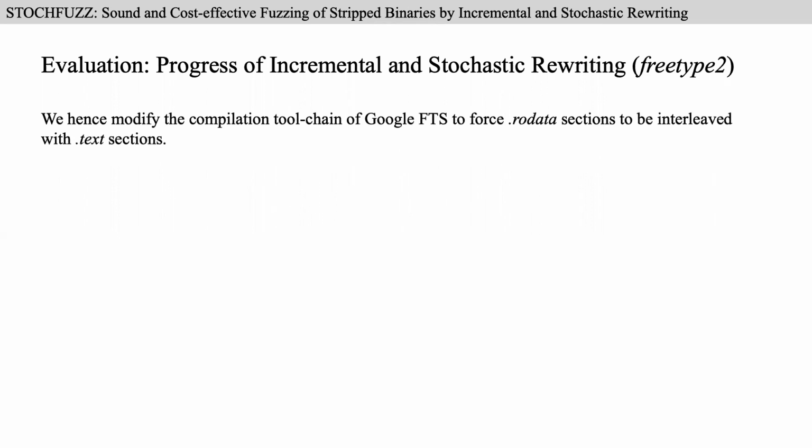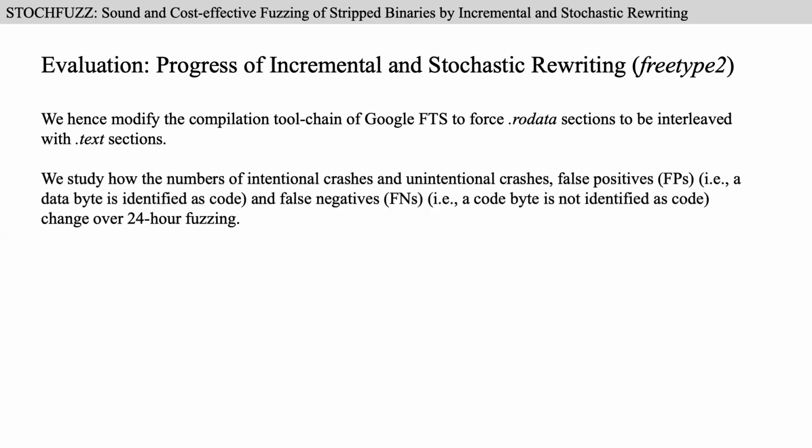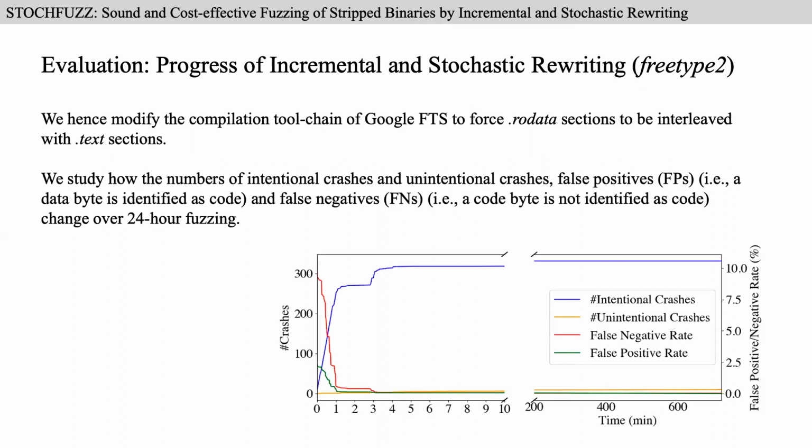Programs built by popular compilers may not contain substantial code and data interleaving. So we modify the compilation of Google FTS to force read-only data to be interleaved with the text section. We then study how the number of intentional crash and unintentional crash, false positive and false negative change over fuzzing. The trending is shown on the right. The blue curve is for intentional crash, while the yellow curve is for the unintentional crash. The red curve is for the false negative rate, while the green curve is for the false positive rate.